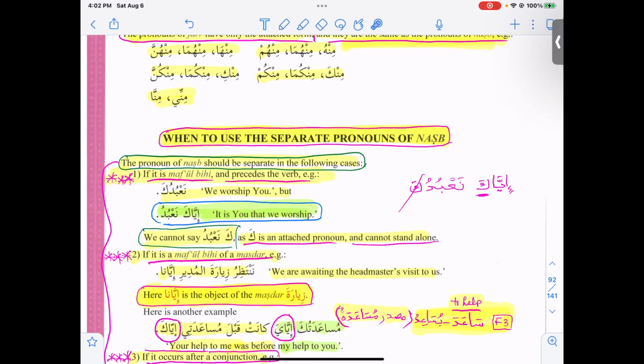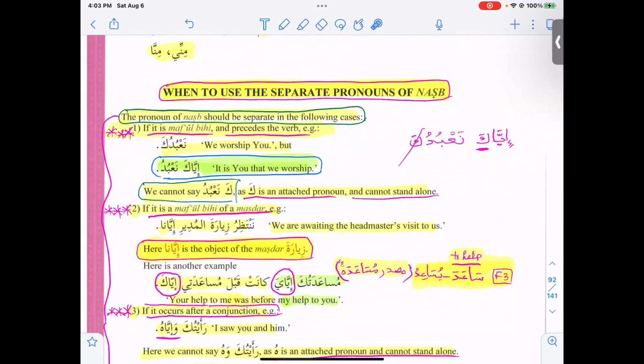Some translators say, it is thee or it is you, it is thee we only worship. Emphasis. It is you we only worship. Iyaka. There is a force in it, power in it. We cannot say nabudu ka, as ka is an attached pronoun. It cannot stand alone, so we give the support of iya.